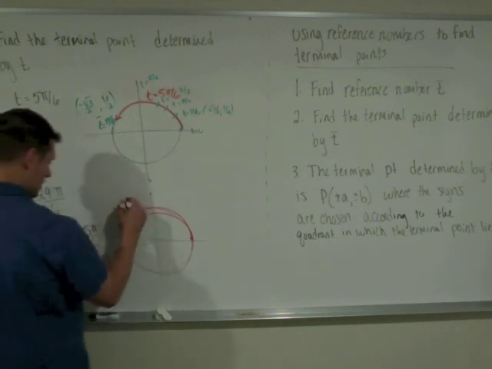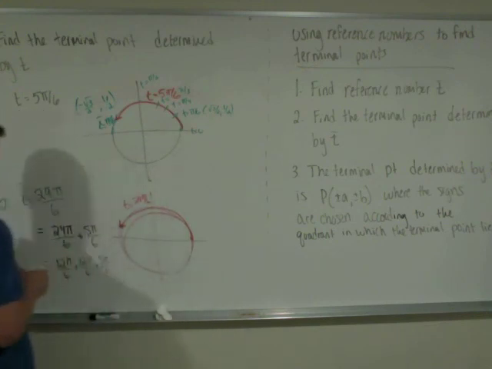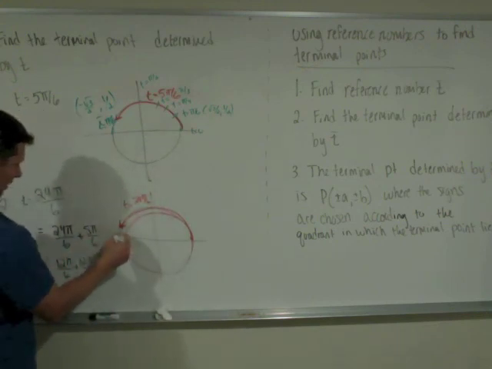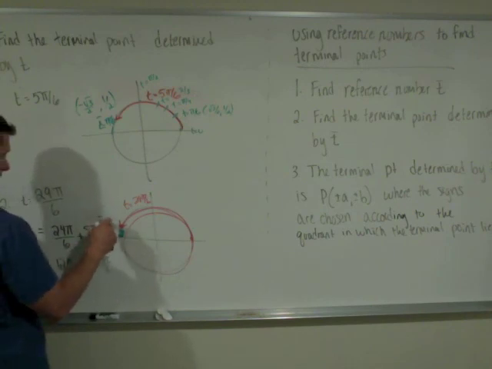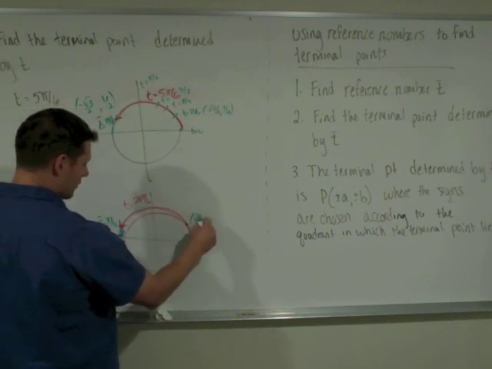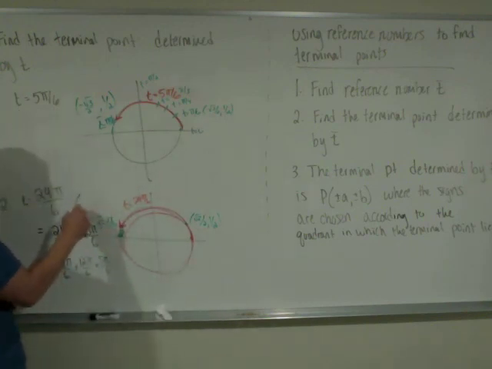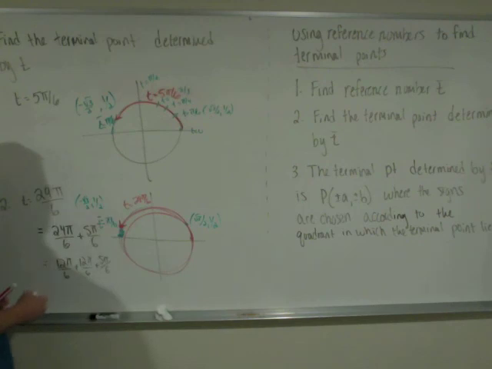So this is t equals 29 pi over 6, therefore again, the same type of problem. This distance is t bar. Well, what's t bar equal? Pi over 6. We know that the terminal point determined by pi over 6 has the coordinates root 3 over 2, comma 1/2. Therefore, this one in quadrant 2 will have negative root 3 over 2, comma positive 1/2. Sound good?